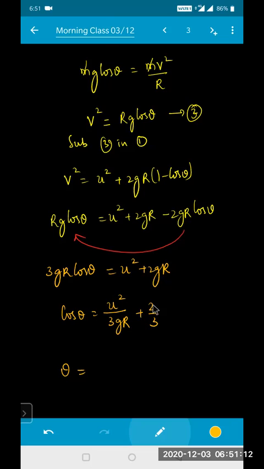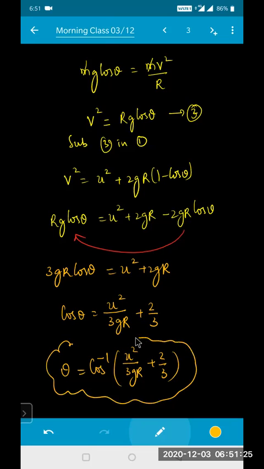That is the reason we're getting 2 by 3. That means theta will be equal to cos inverse of (u square divided by 3g r) plus 2 by 3. So this is the angle made with the vertical. Have you got it, beta?